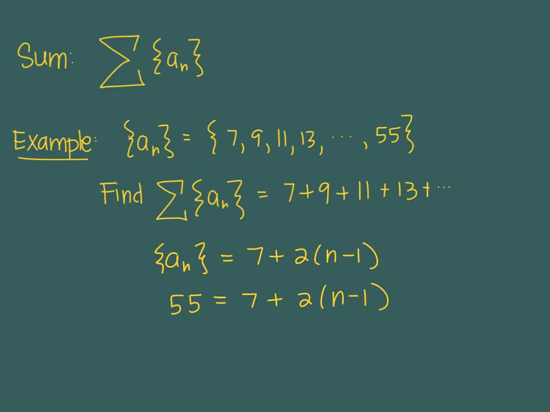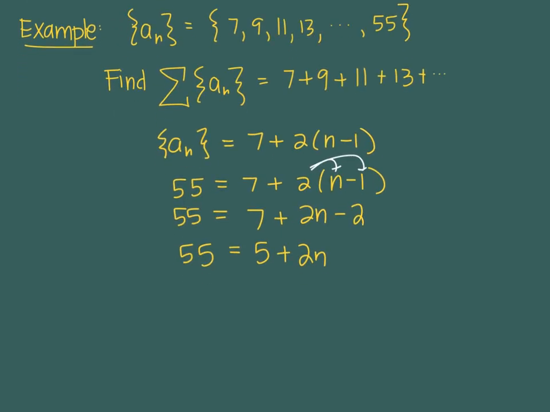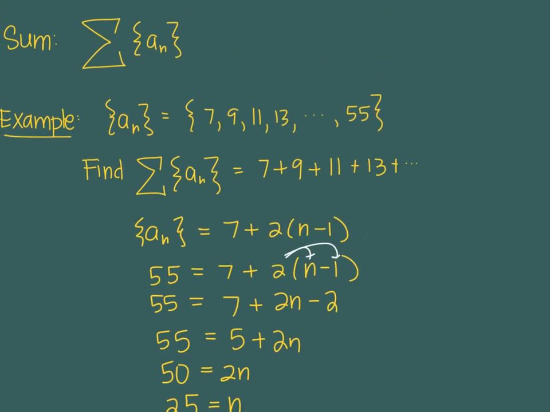So we want to solve. We want to distribute our 2. So that'll be 55 equals 7 plus 2n minus 2. In other words, 5 plus 2n equals 55. Subtract the 5 from both sides. 50 equals 2n, so n is 25. That means there are 25 terms in the original sequence. All right, from beginning to end, there were 25 terms.